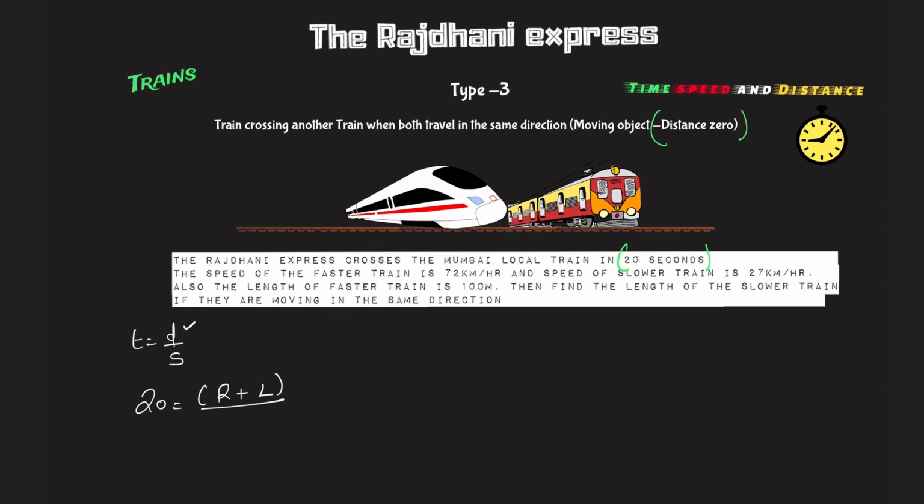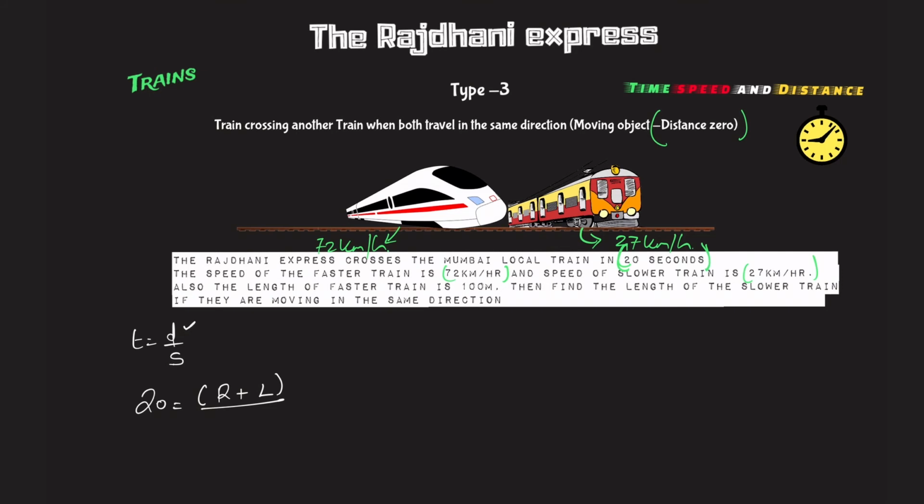So let's see what is given to me in the problem. Rajdhani Express crosses the Mumbai local train in 20 seconds. I know now what is the distance traveled in that. The speed of the faster train is 72 km per hour. So the speed of Rajdhani is given to me as 72 km per hour. And the speed of the slower train is 27 km per hour. So this is given to me as 27 km per hour, the speed of the local train.